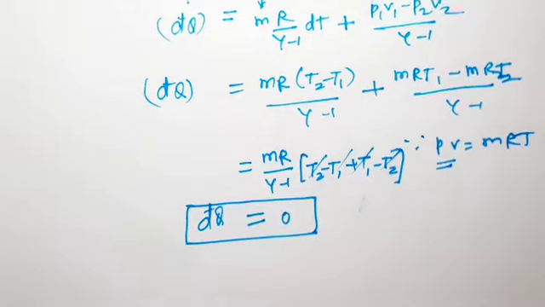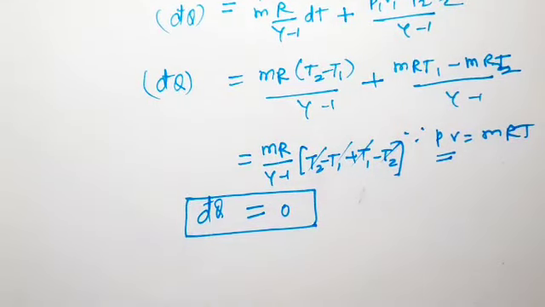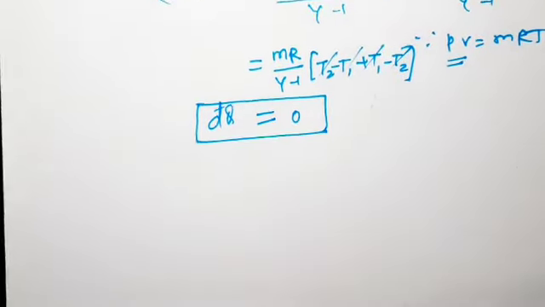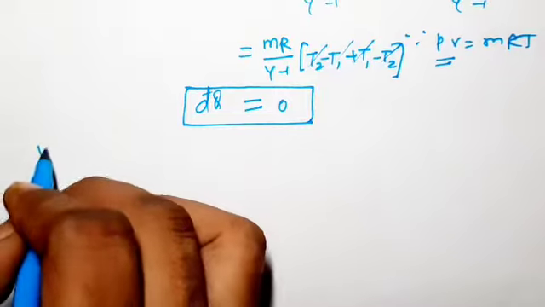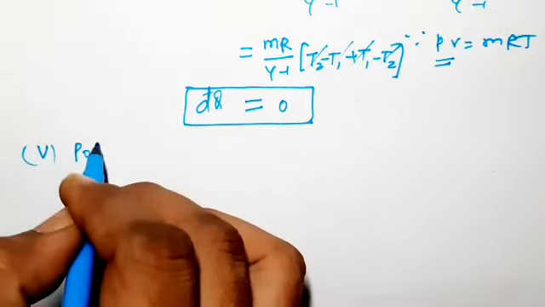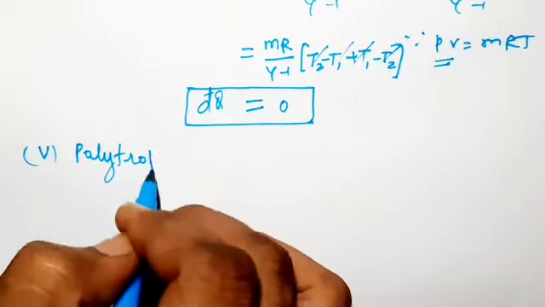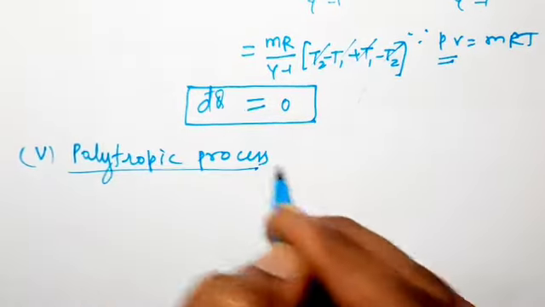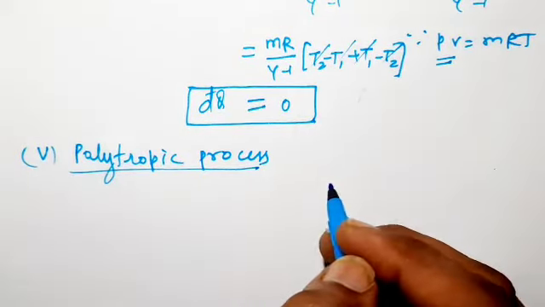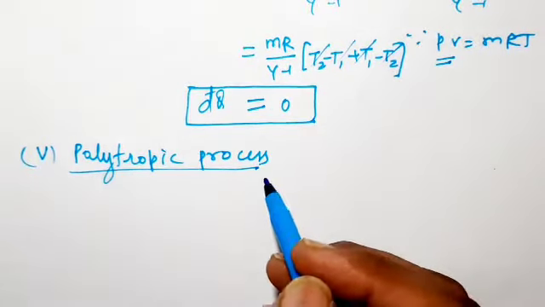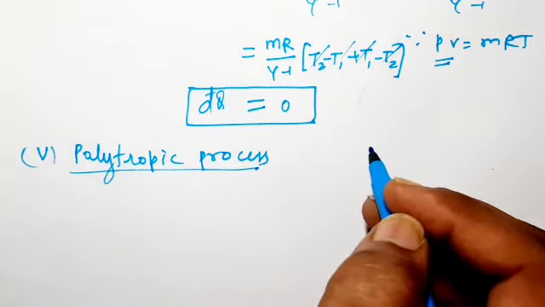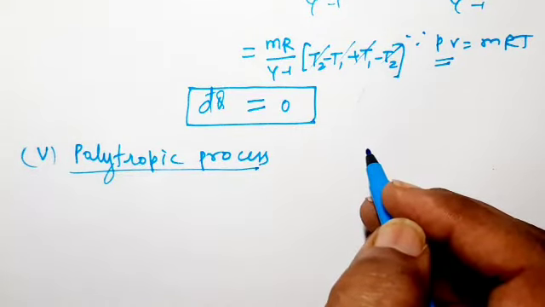So now we will talk about the polytropic process. Condition fifth, polytropic process. So there is no big difference between adiabatic and polytropic process. Actually the n is the polytropic index. So this is the difference of n only.